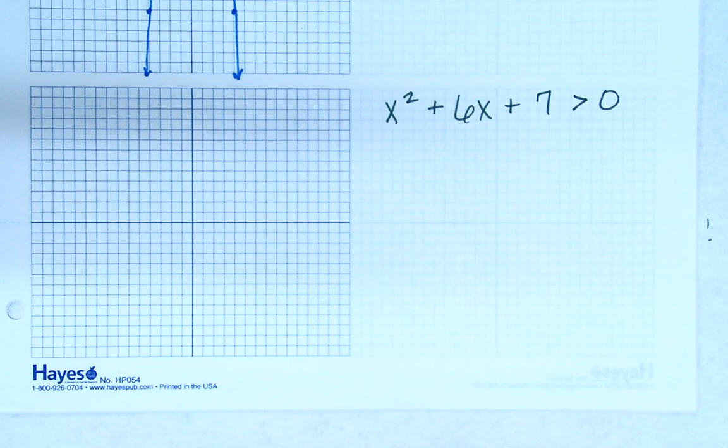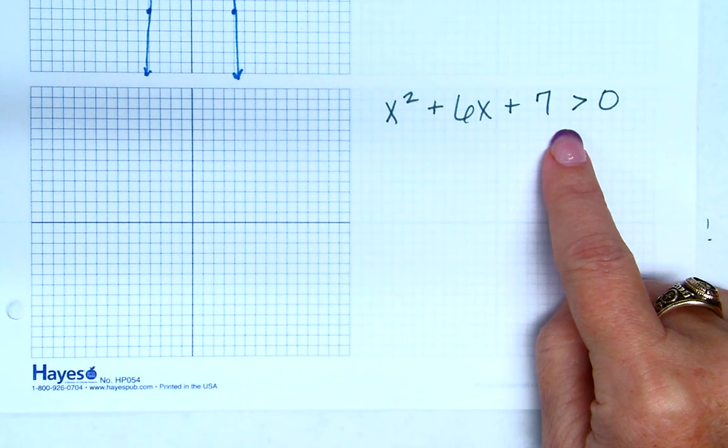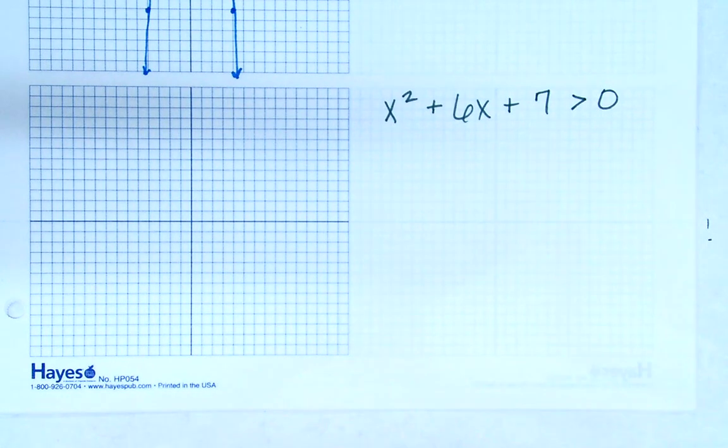Am I graphing this one? How do you know that? There's not a y, right? It's not greater than or equal to y. It's not less than y. It is greater than 0. So how am I going to solve it then? We have to solve it algebraically, right? We have to solve for x. We're not trying to solve by graphing. We need to solve it algebraically. Okay? So, what does that mean?